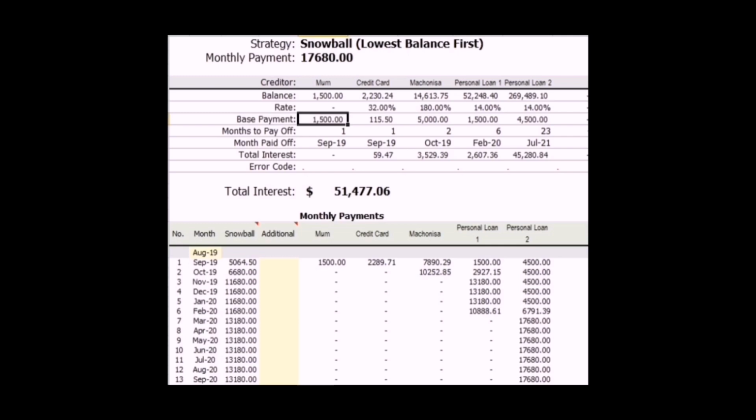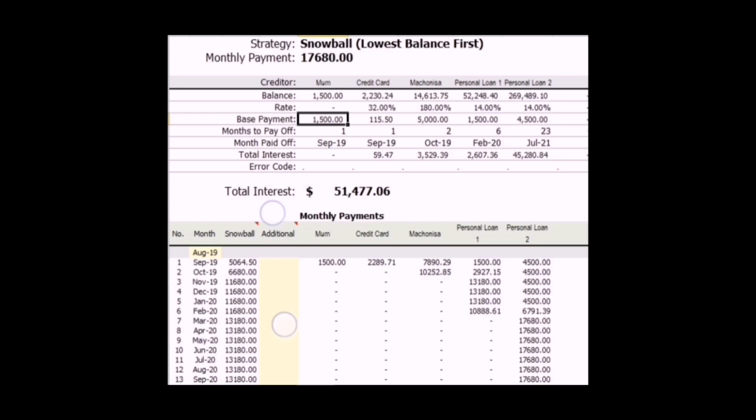So what happened from the third month is that the personal loan number 1, I carried on paying the minimum, which was 4.5. So the rest of the money, which is the money that I was paying for mom, credit card, and machonisa, I applied all on the personal loan number 1. You can see there from month 3, I was paying 13,180. I carried on until that debt was paid off, while at the same time I was just maintaining paying the minimum on personal loan number 2. So you can see from month 6, the personal loan number 1 was totally paid off.